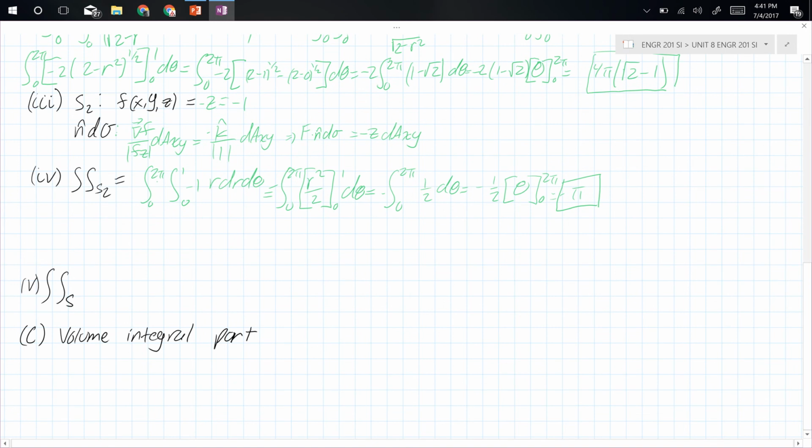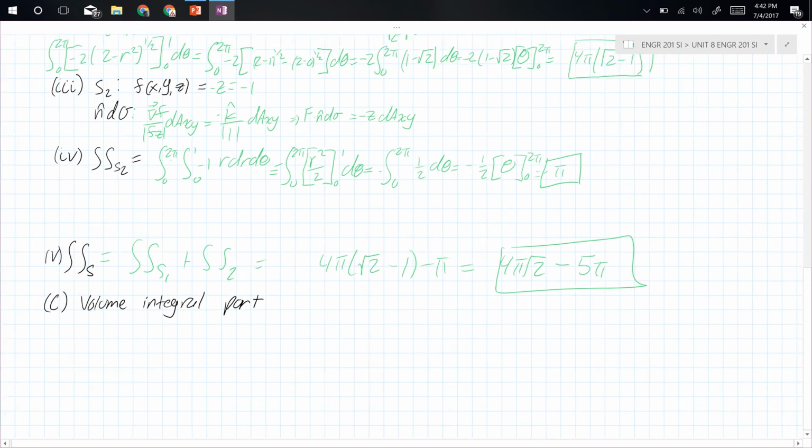So for the total surface, it's going to be the double integral of S1 plus the double integral of S2, which would be 4 pi square root of 2 minus 1 minus pi. So we can simplify this down to 4 pi square root of 2 minus 5 pi. So this is all the surface integral part.